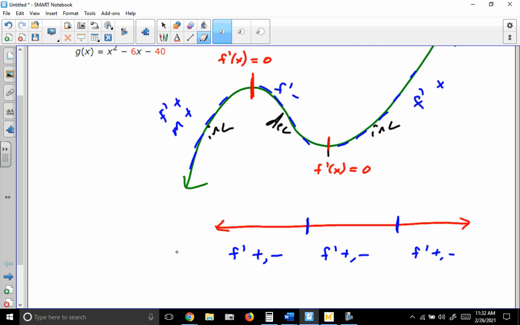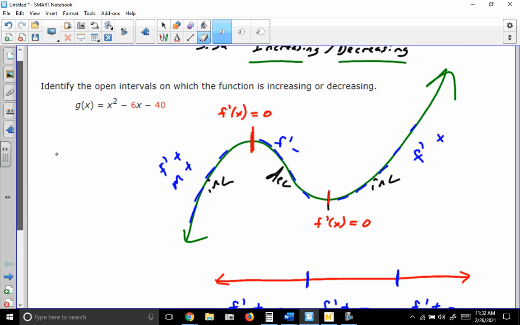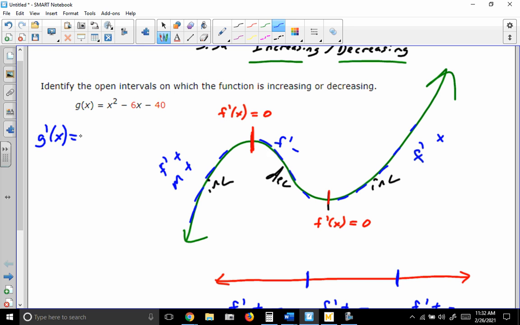So for this particular problem, we need our derivative. So our first derivative here is 2x minus 6. Let me go ahead and say this function does not go with this particular graph. This function on the right and this g of x are not the same function.